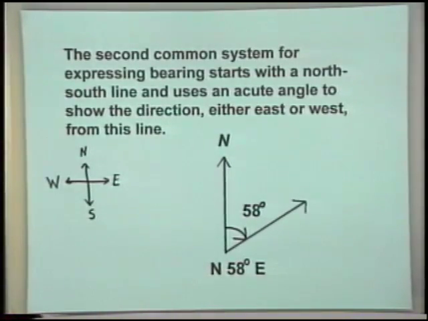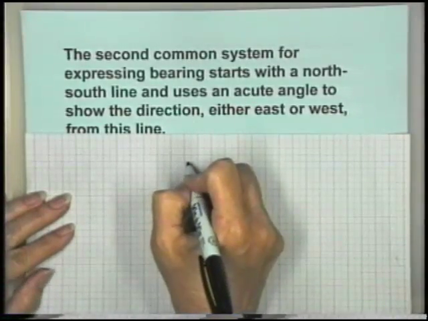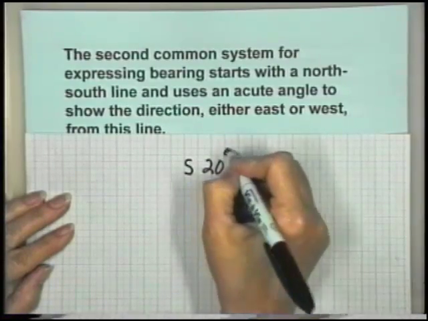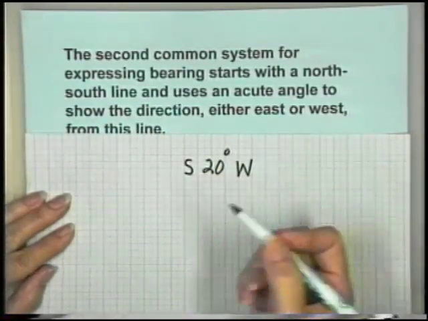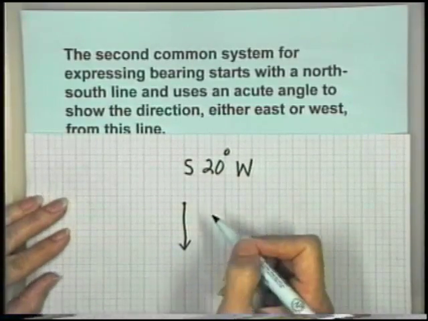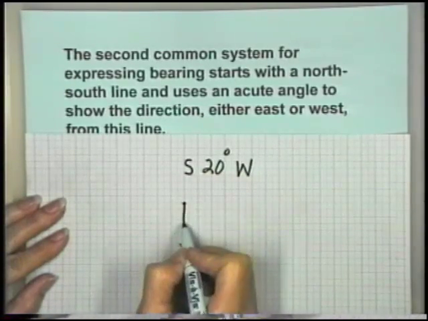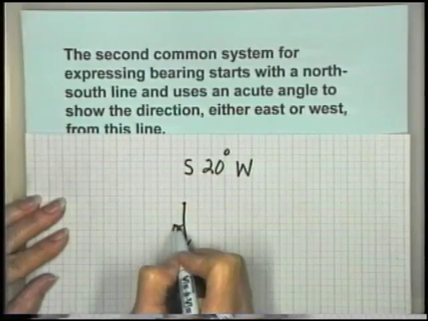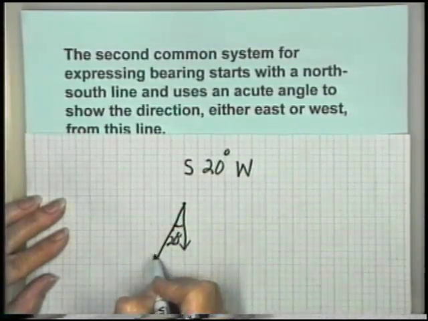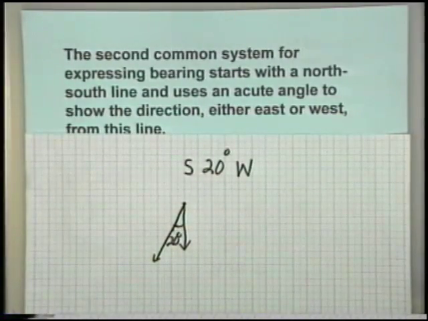Let's look at some more examples. Suppose we said that the ship was sailing south 20 degrees west. Well, first let's draw south, and then of course west would be in this direction, so we would know that this angle between south and the line that our ship was sailing on was 20 degrees. So that's what we would mean by that.